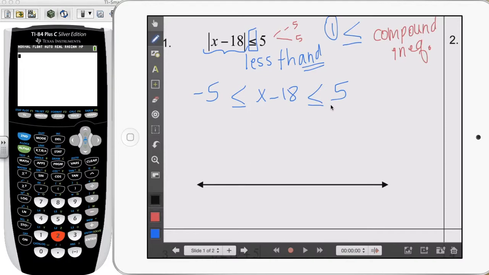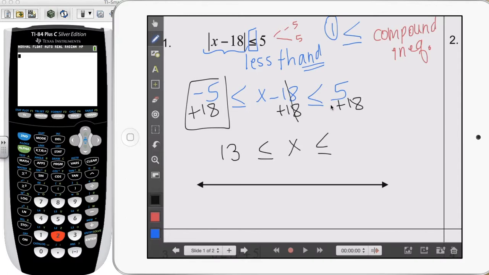Now, how do we solve something like this? Remember, you have to isolate the x to be able to know what x is. So you add 18, but now you add 18 to every part of this inequality. So -5 plus 18, that was going to be 13, which is less than or equal to x, which is less than or equal to 23. So that is your compound inequality.